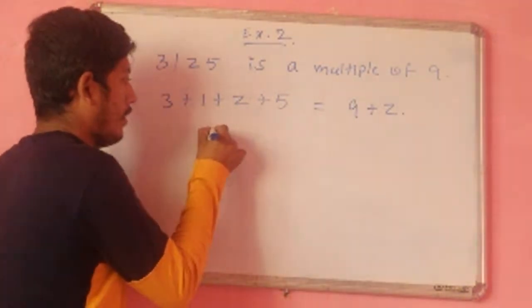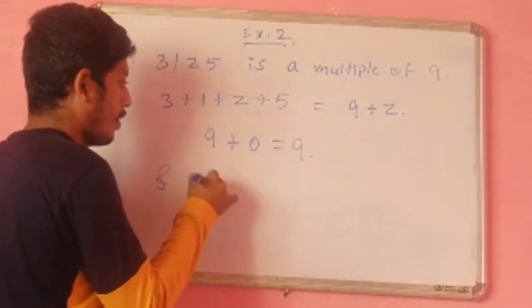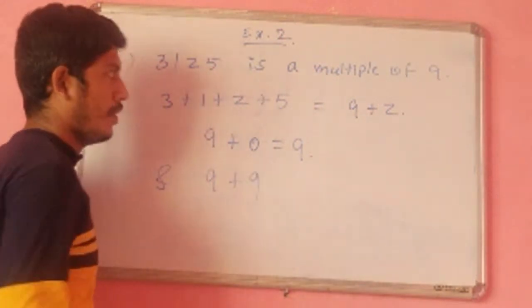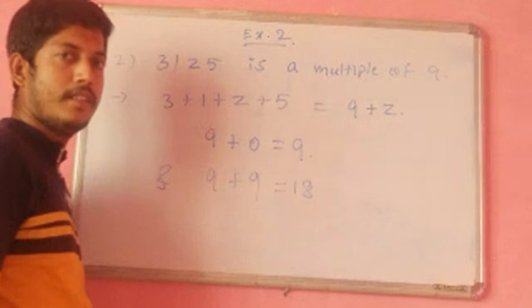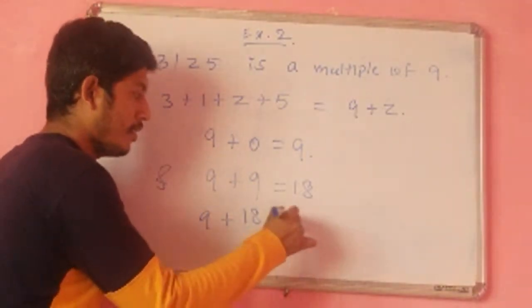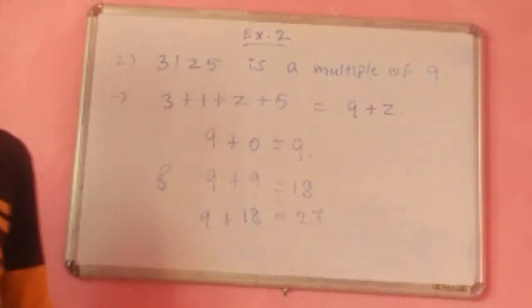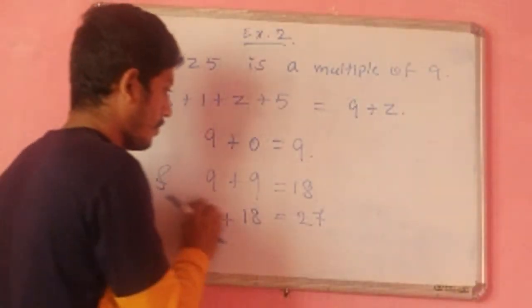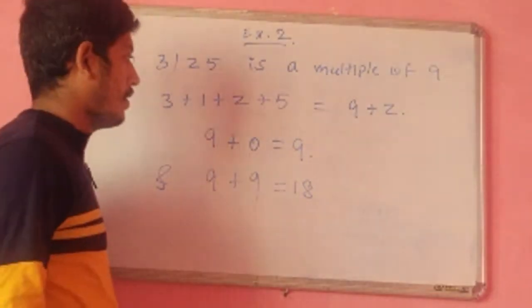So for 9, if I add 0, it becomes 9. And for 9, if I add the value of z as 9, in that case I will get the answer as 18. So if I consider 9 plus 18, it becomes 27, and 27 is also divisible by 9. But here we have a single digit, not two digits. That's why the value 18 does not come in this. So only two possible cases are present.